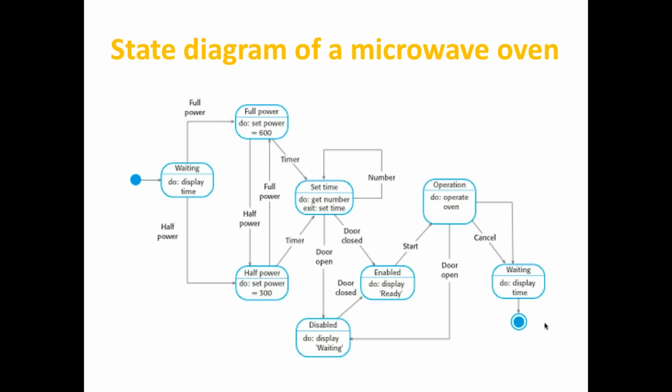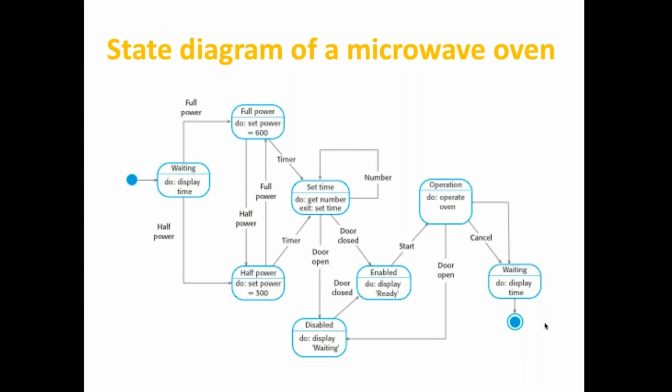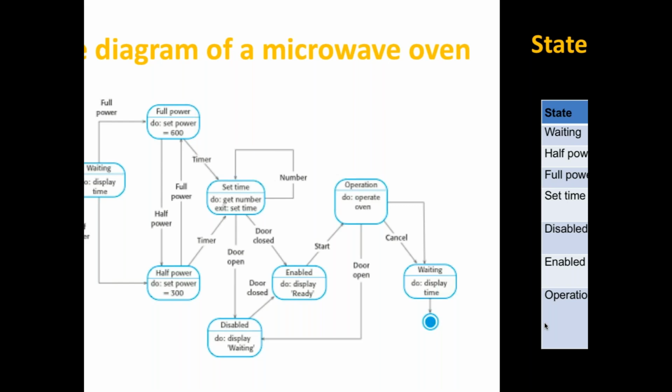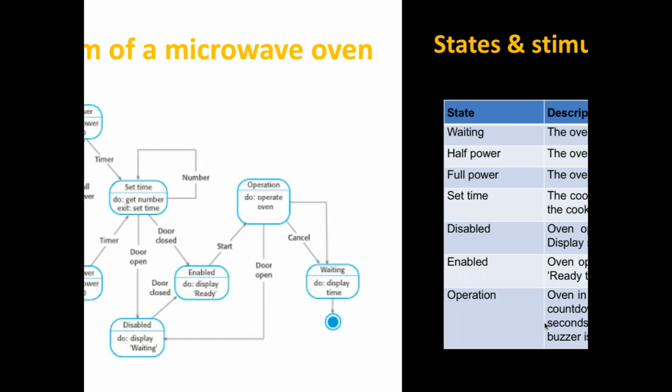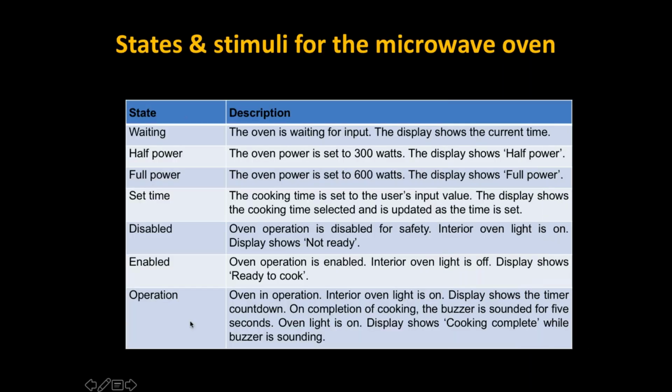So basically, it's this states and stimuli. So like you saw, the different states of this object were, say, waiting, half power, full power, disabled, enabled. All of these were the states. And then the arcs represented the triggers, like pressing the start button or opening the door or closing the door. Those were the stimuli for the microwave oven.